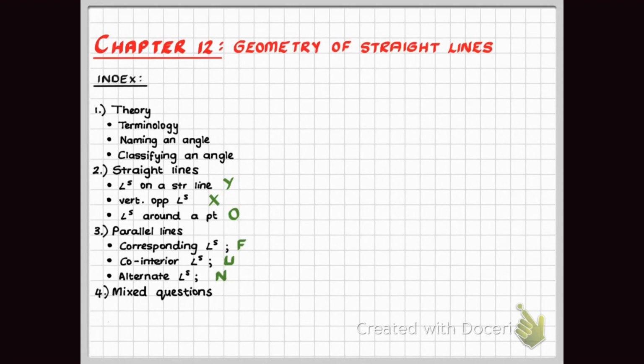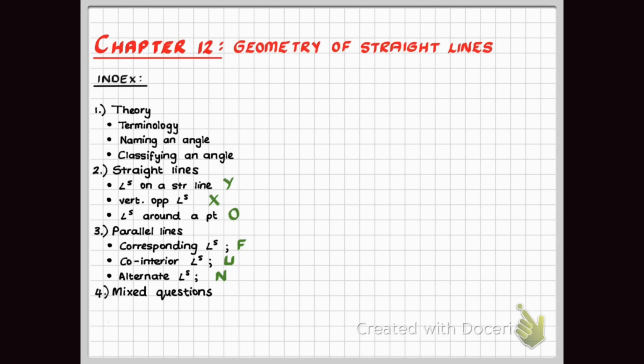Guys, today we will be looking at the geometry of straight lines, and here we just have an index for what the following few lessons will be about. Lesson 1 will be about the theory, terminology, naming of an angle and classifying an angle. Lesson number 2 will be straight lines, angles in a straight line, vertically opposite angles, and angles around a point. Video number 3 will be about parallel lines, corresponding angles, co-interior angles, and alternate angles.